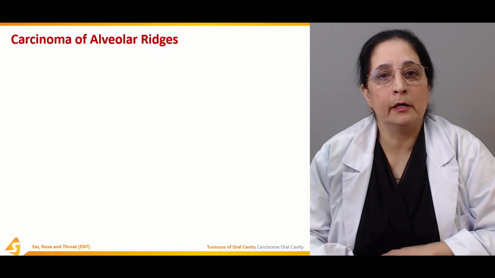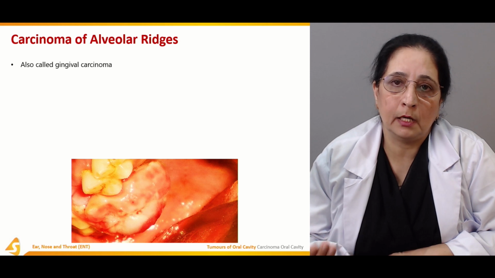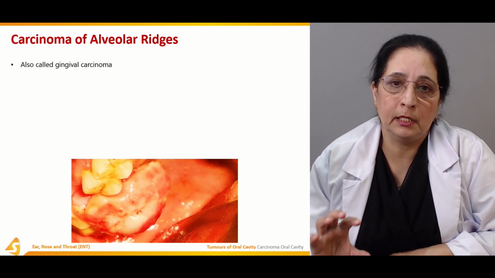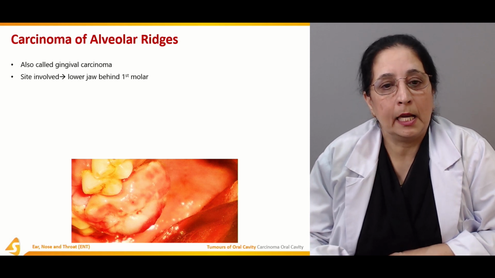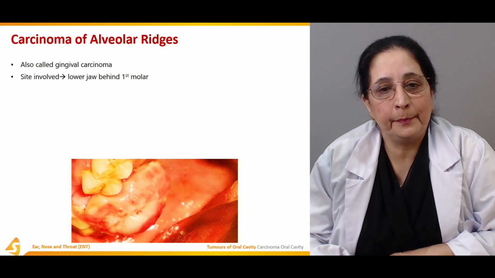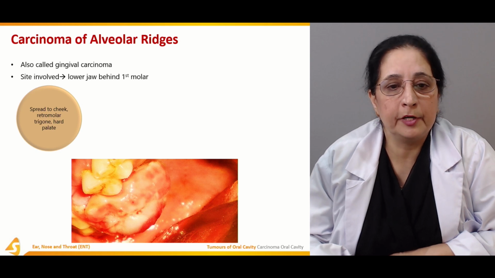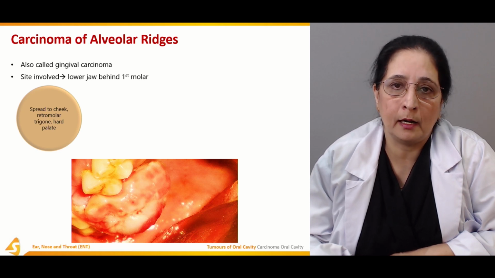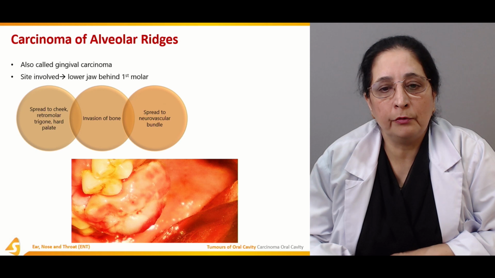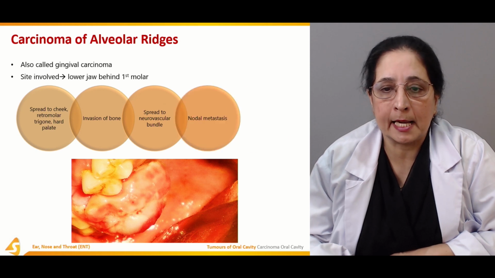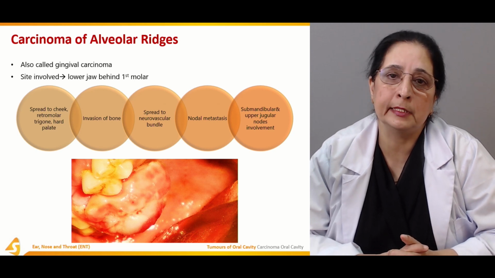Carcinoma of alveolar ridges, also called gingival carcinoma. Gingivae are the gums. The site involved is the lower jaw behind the first molar. Spread to cheek, retromolar trigone and hard palate. Invasion of bone. Spread to neurovascular bundle, nodal metastasis, and submandibular and upper jugular nodes are mostly involved.